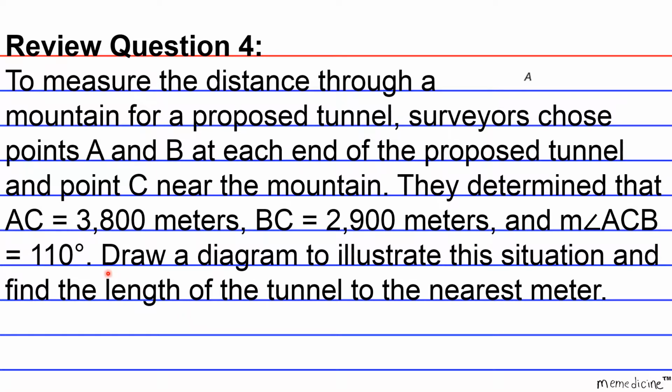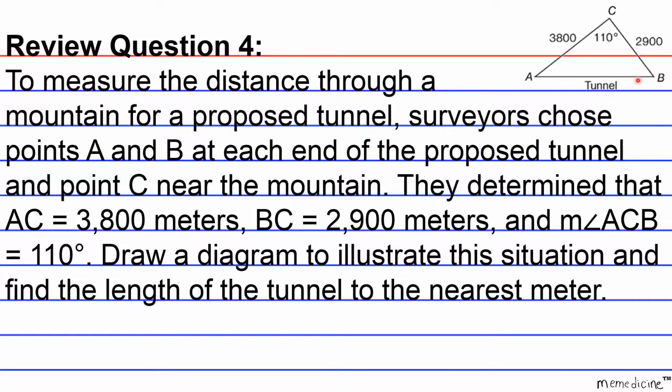The first thing we're told to do is draw a diagram, and that's what we're going to begin with. So we have our point A, and the second point B that the surveyors chose for the proposed tunnel. The tunnel traverses from A to B, and this represents the tunnel through the mountain region. Then we have our point C near the mountain, and we're told that AC was determined to be 3,800 meters, and BC was determined to be 2,900 meters. We're also told about angle ACB, and this is a big hint: if these 3 points form an angle, a triangle is coming into fruition. So we indicate our 110 degrees, and we have the makings of a triangle, which we can fully represent.